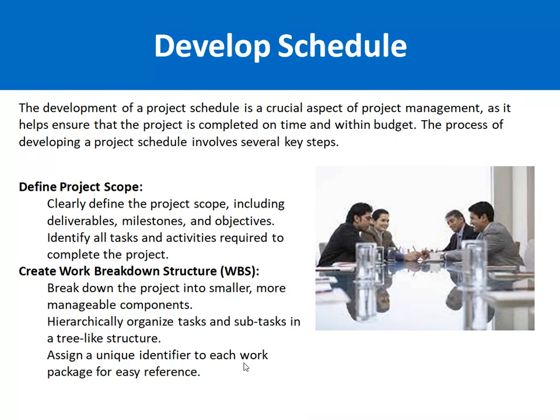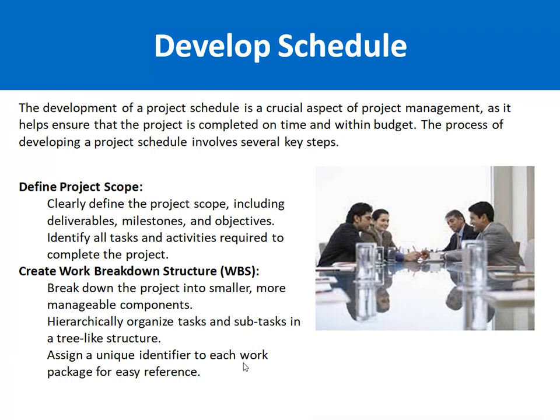So the first thing in the Develop Schedule process is Define Project Scope. In this step, we have to sit with the customer and try to understand the customer's requirements with respect to deliverables, milestones and objectives: what he actually wants to achieve from the project, what things are included in the project and what things are not included. After this discussion, we identify the scope of the project, which contains all the required deliverables.